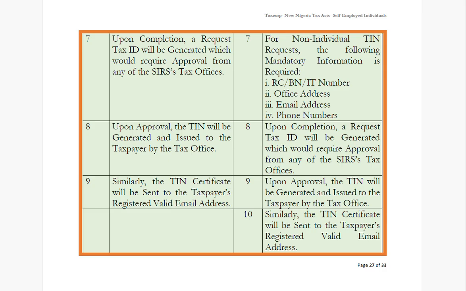7, that's step 7. Upon completion, a request tax ID will be generated which will require approval from any of the State Internal Revenue Service or FCTIRS tax offices. Step 8, upon approval, the TIN will be generated and issued to the taxpayer by the tax office. Step 9, similarly, the TIN certificate will be sent to the taxpayer's registered valid email address. And here ends the registration. But if you are using the State Internal Revenue Service or FCTIRS, you will require 10 steps.